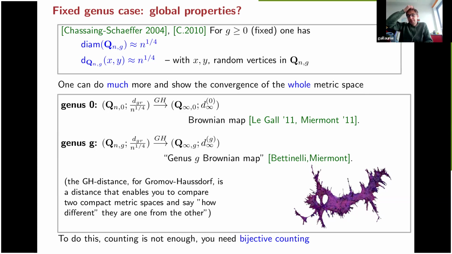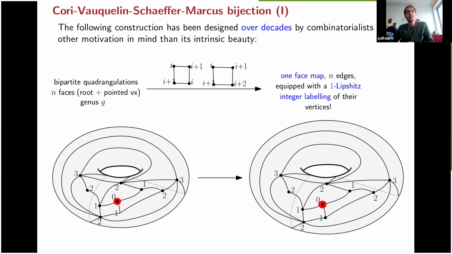And now I will show you something kind of independent. It's not independent, but you can look at it independently. It's the Cori-Vauquelin-Schaeffer-Marcus bijection. Sometimes people call it the Schaeffer bijection. So it's something that exists in this counting literature I come from. It's a combinatorial construction that I will describe now. It has taken decades to invent it. At the beginning, the goal was not to do probability theory. It was just because some weird people wanted to have a better understanding of some explicit formulas.